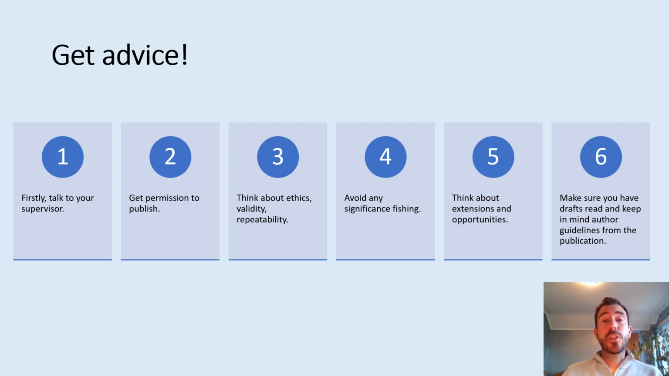Think about extensions and research opportunities in your discussion. Be open and honest about limitations, but couch them, present them as opportunities for further study. And make sure you have drafts read. Check with your supervisors, check with other interested parties, get feedback along the way, and always, always, always write to the author guidelines.